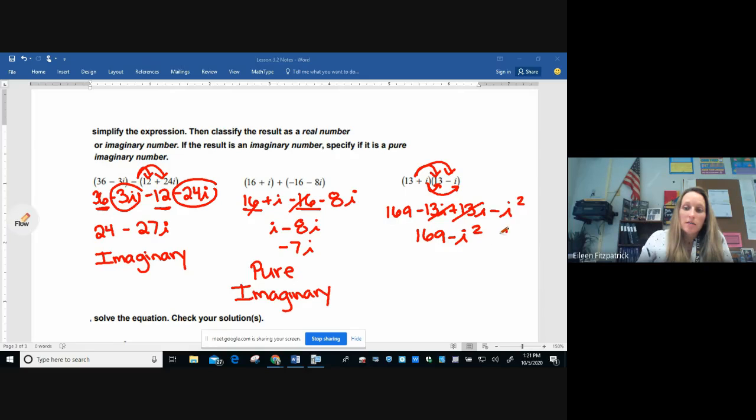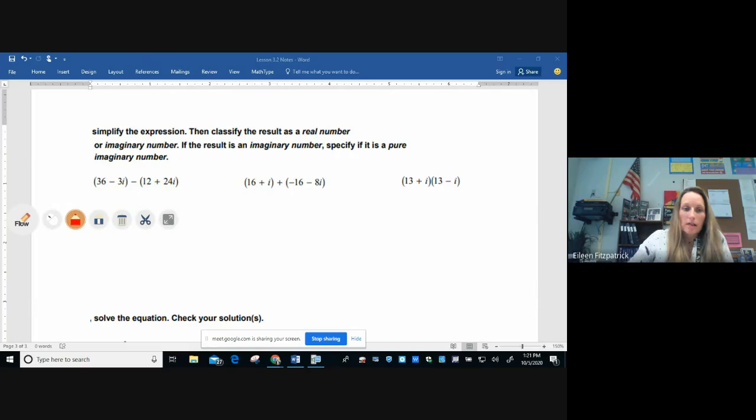But you're not done. i squared is equal to negative 1. So I can substitute. In place of the i squared, I put a negative 1. 169 minus a negative 1 is 170. This is a real number because there's no imaginary component. All right. Let's keep on going.